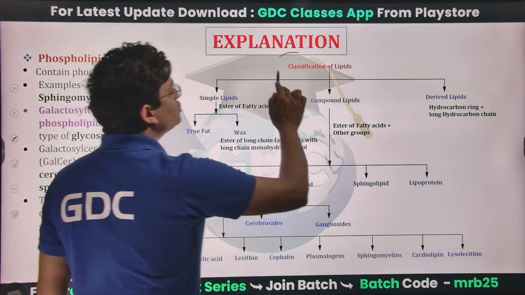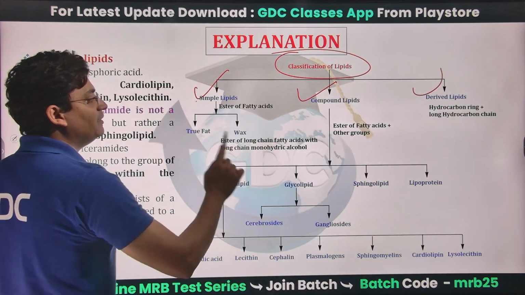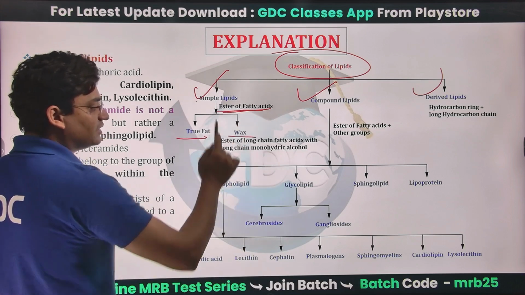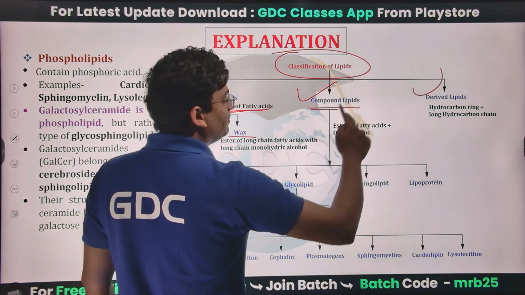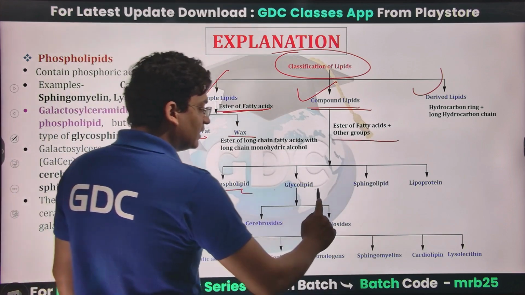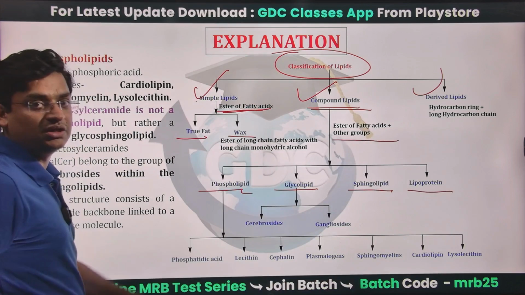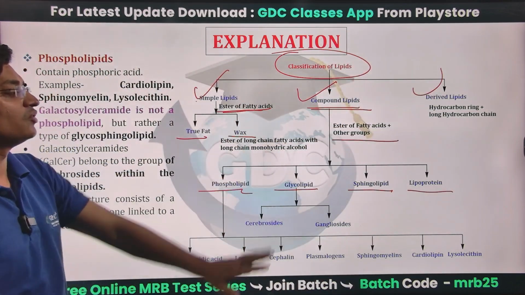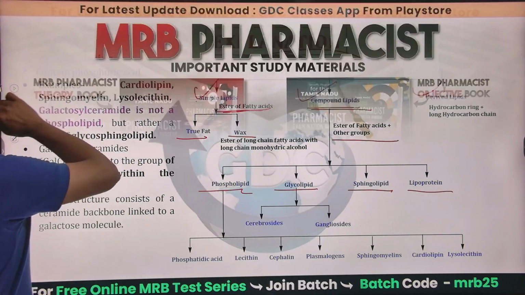Here is the classification of lipids: simple lipids, compound lipids, and derived lipids. Simple lipids are the esters of fatty acids, so true fat and wax come under simple lipids. Compound lipids, the major category, have esters of fatty acids and other groups: phospholipids, glycolipids, sphingolipids, and lipoproteins. The derived lipids have hydrocarbon rings and long hydrocarbon chains. So yes, these are some classifications of the lipids.